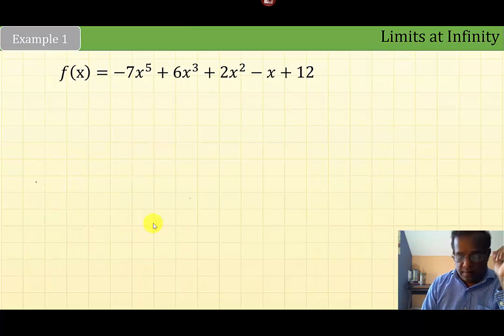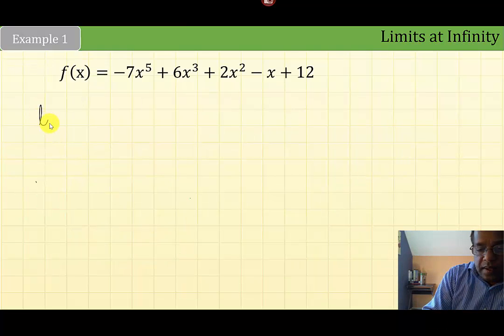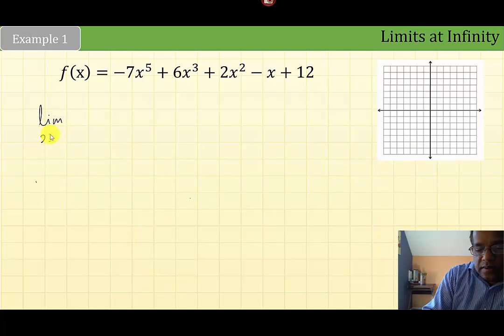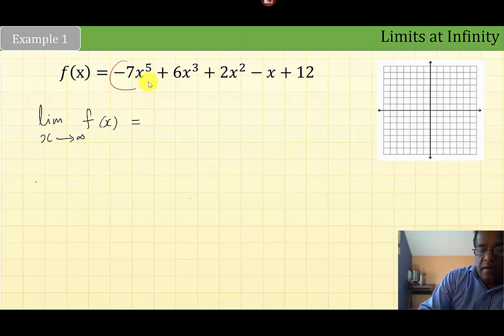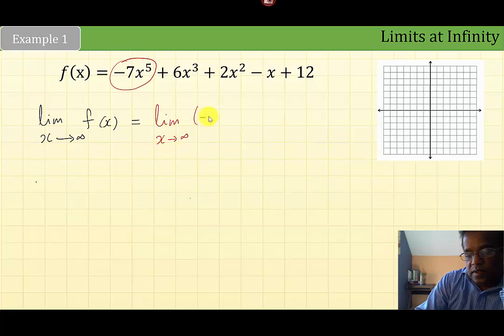Now let's look at this example. Here we want to find the limit as x approaches infinity of f of x. Now this is a polynomial function. What we know is that the end behavior of a polynomial function is given by that of the leading term of the polynomial. So therefore the limit as x goes to infinity of f of x is the same as the limit as x goes to infinity of negative 7x to the fifth.